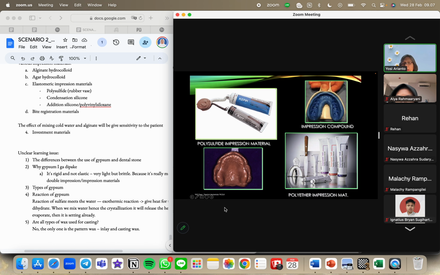Okay, this is the impression compound. We usually don't use this one, especially when we still have teeth, but we can use it for a jaw without teeth. And this one is the polyether impression material, which has good dimensional stability.